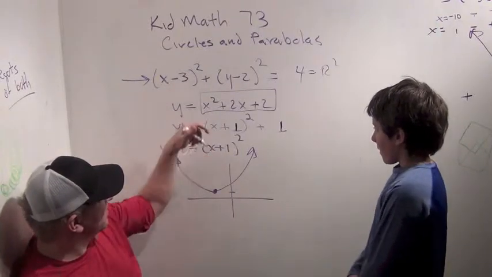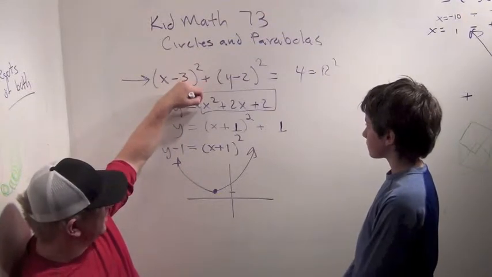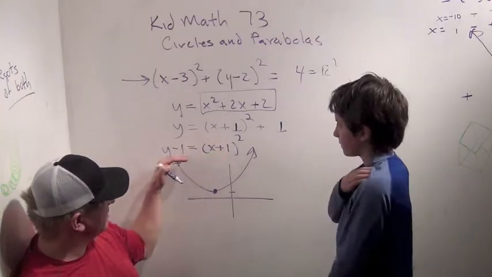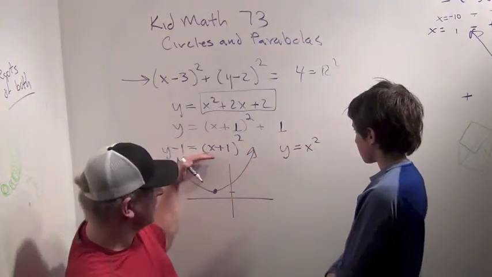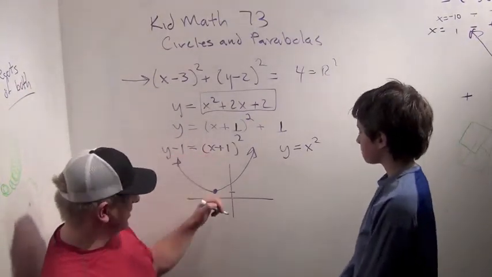And then we can tell that this parabola is going to look like y equals x squared, because it has a 1 x squared here. And so we can use this form to say, hey, this looks like y equals x squared. This is a lot like y equals x squared, right? It's just shifted to y equals 1, x equals minus 1.